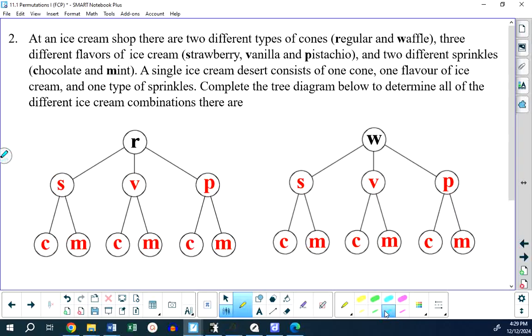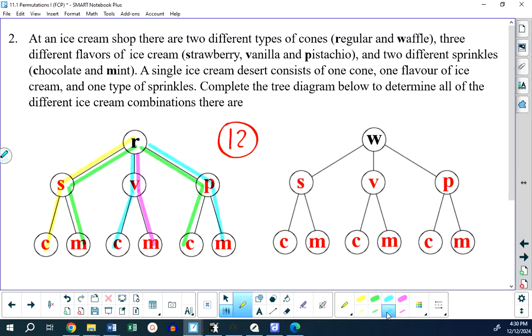The answer to the question is 12. And the reason the answer is 12 is because each of these branches from the top to the bottom represents a combination. That's 1. That's 2. That's 3. That's 4. I mean, I could keep going. That's 5. And this one is 6. And the bottom line is if there are 6 different combinations for your order in the tree on the left, there's going to be 6 on the right. If you count all of the paths, you're going to get 12. So the answer to warm-up number 2 is 12.